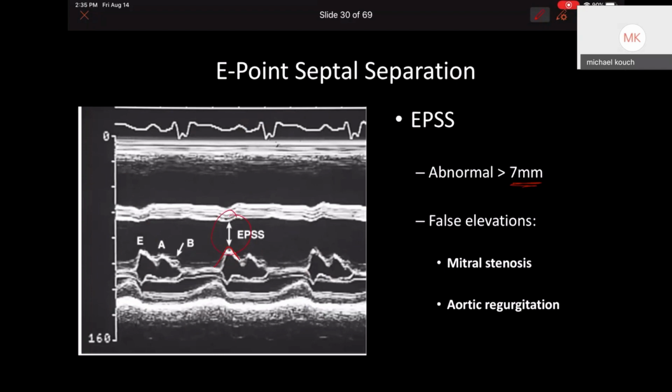So you may see this on the boards. It's kind of an old school way of looking at chamber size and left ventricular function, but it is consistent with a big dilated LV.